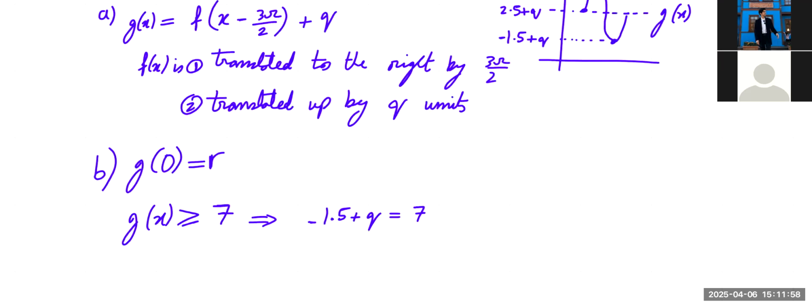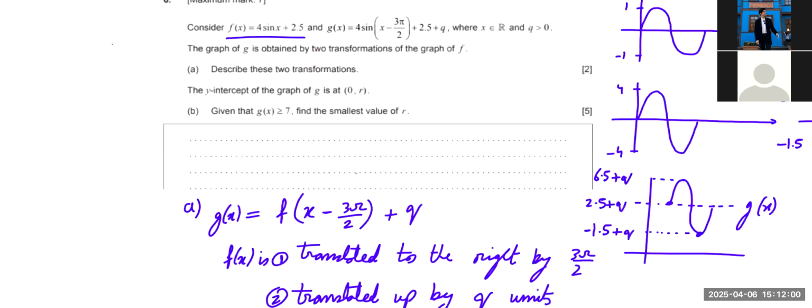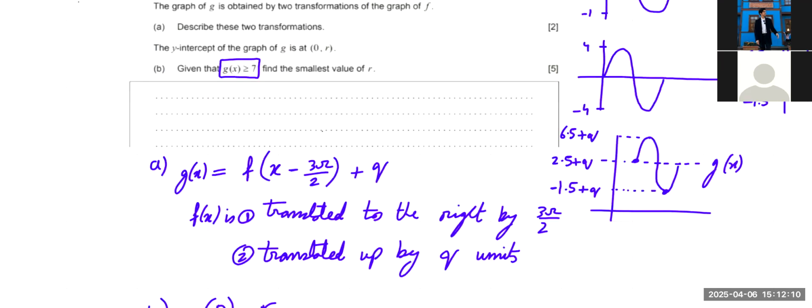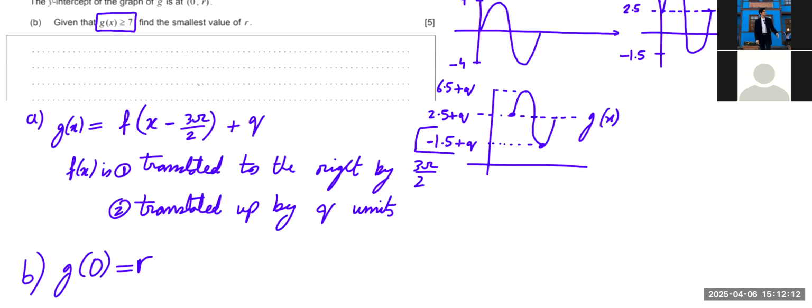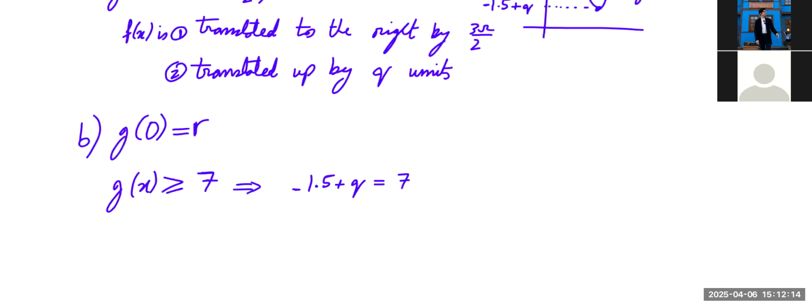But why do we equate it to 7? Because look, they told us that g of x is always more than or equal to 7, which is essentially them saying that the minimum of g of x is 7, right? So if the minimum of g of x is known to be 7, and the minimum is supposed to be minus 1.5 plus q, then 7 must be equal to minus 1.5 plus q. Oh, okay, smart. So q would therefore be 9.5. So we found q. Nice.